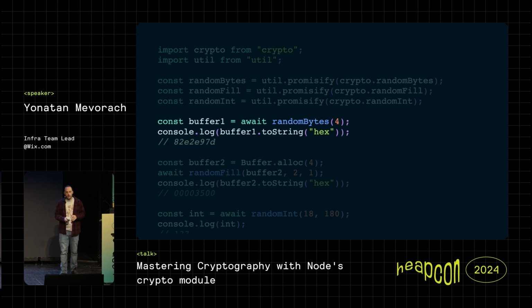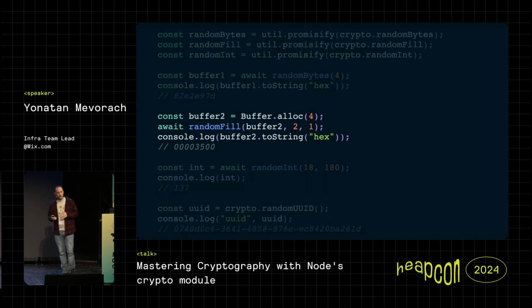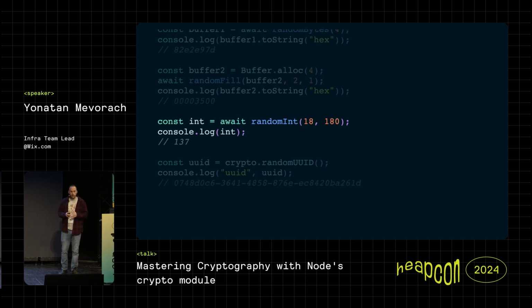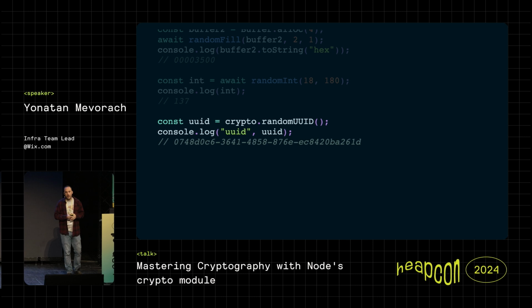The first one is randomBytes. We showed this before. You give it the length of the buffer that you want to get back, and it returns a new buffer with that size with random data inside. You have randomFill, which takes an existing buffer and fills it with random data. You have randomInt, which given a range returns an integer within that range. And you have randomUUID.